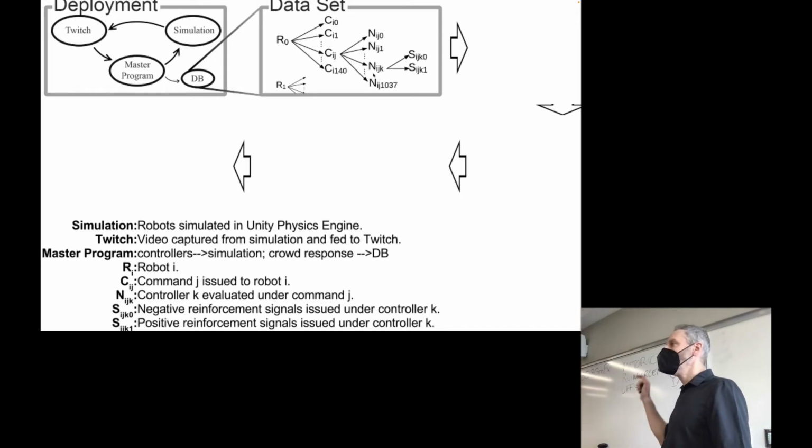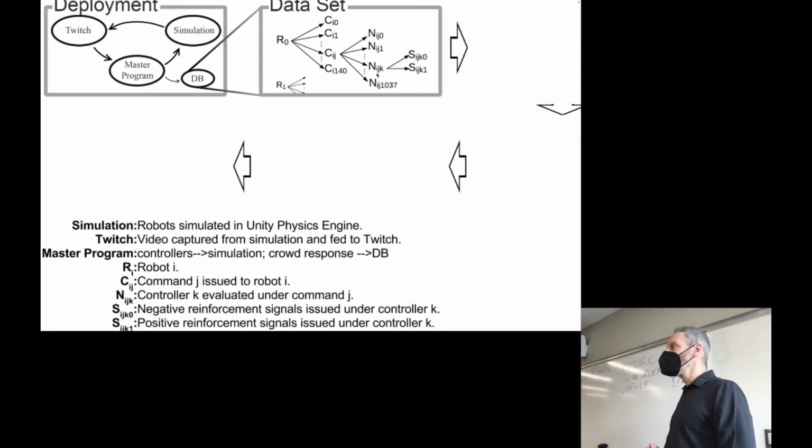N_IJK, where N_IJK is the kth controller evaluated under command J, while robot I was being controlled by this controller, C_IJK. Ith robot, Jth command, Kth controller. Each controller is just a set of random synaptic weights. No evolution yet, no learning.